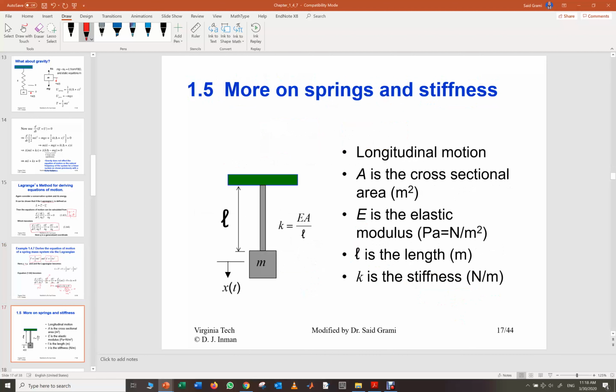More on spring and stiffness. We are going to see more details about spring and stiffness in the second video. So go to the second video to see the rest of the presentation. See you in the second video.